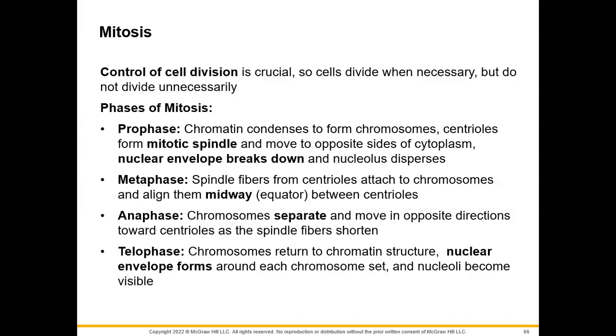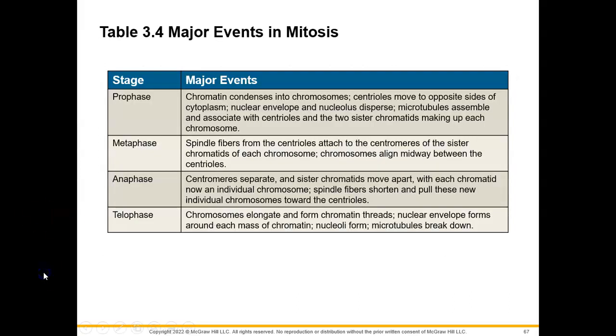During telophase, you can think of T for terminal. It's the end, the last phase of nuclear division. The chromosomes return to their chromatin structure. They uncondense. The nuclear envelope reforms around them, and the nucleoli become visible. Here's a summary of the major events of mitosis.